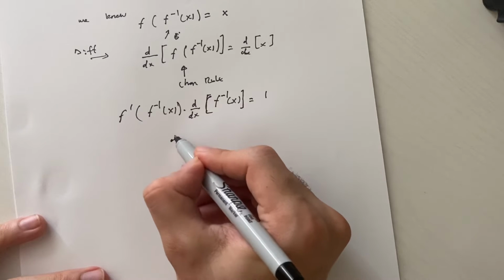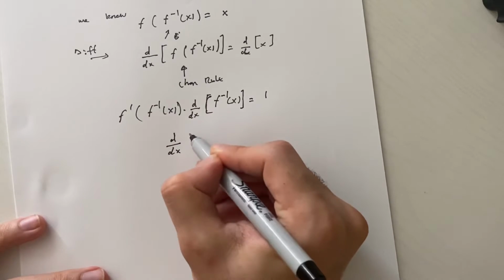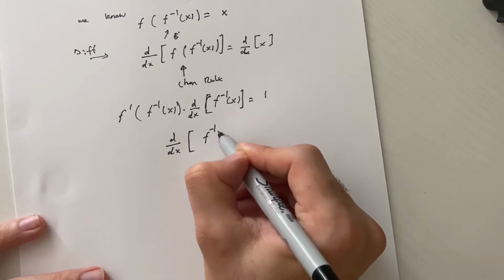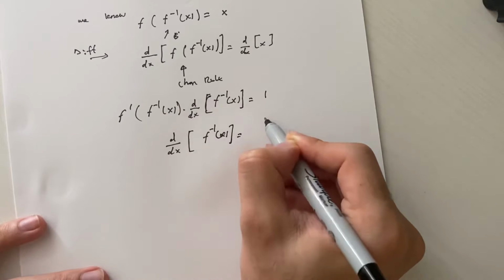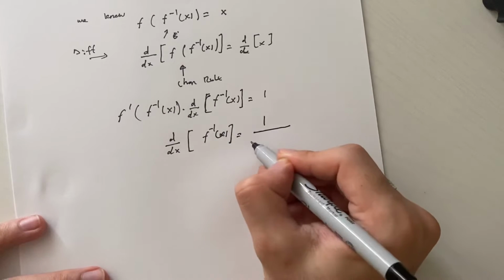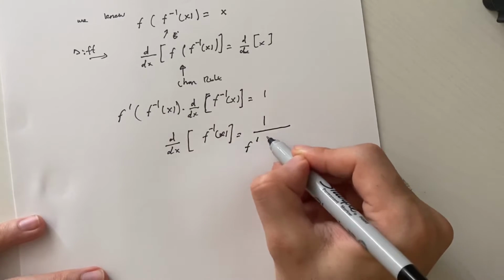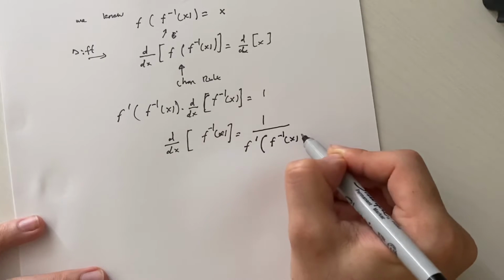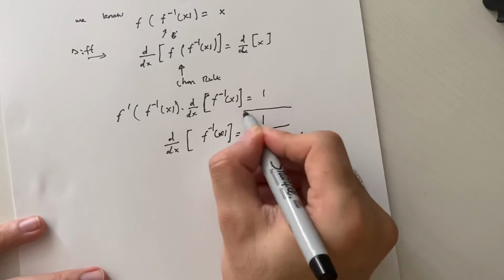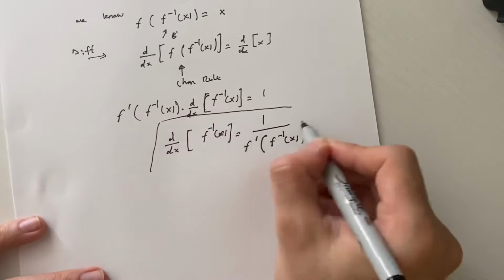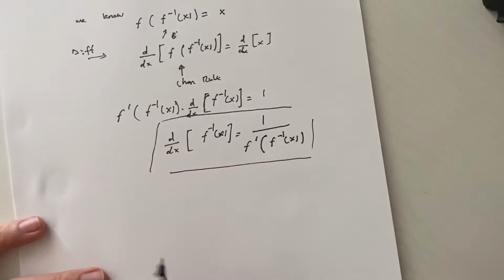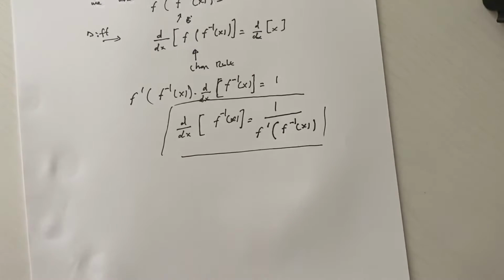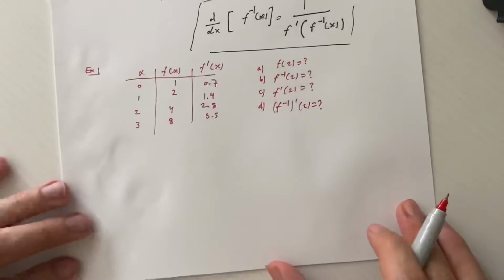Now what we want to do is move the term f prime to the other side, so we have to divide both sides by that term, and we end up with this function, the derivative of the inverse function. So the derivative of the inverse function will be 1 over f prime of the inverse function.